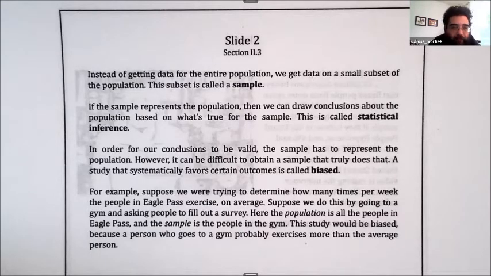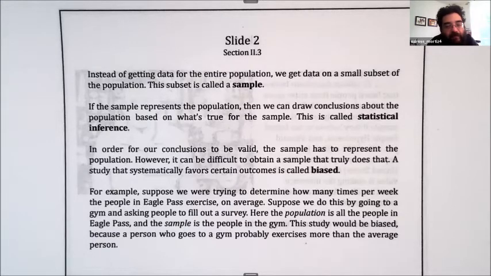Now, in order for our conclusions to be valid, the sample has to represent the population. However, it can be difficult to obtain a sample that truly does that. You want your sample of 100 people or 1,000 people to truly represent the population, but in practice, it can be hard to do that. If you have a study that systematically favors certain outcomes, that's called a biased study. And that's the thing you want to avoid. You want a sample that truly represents the population. And if it doesn't, most likely your study is going to be biased.